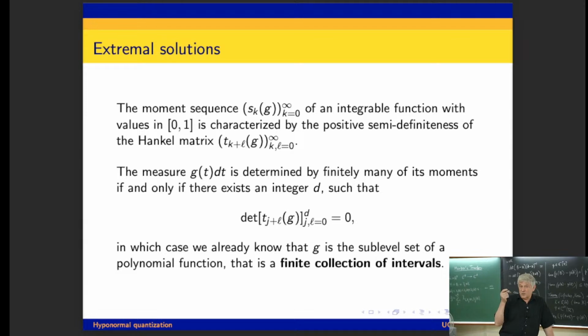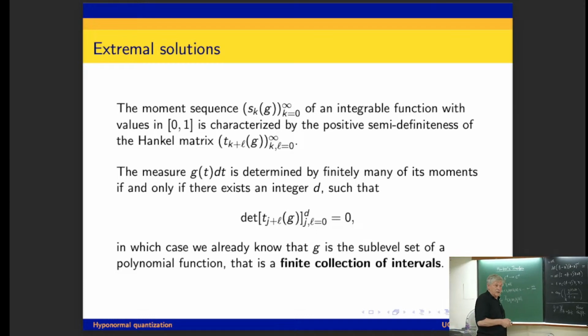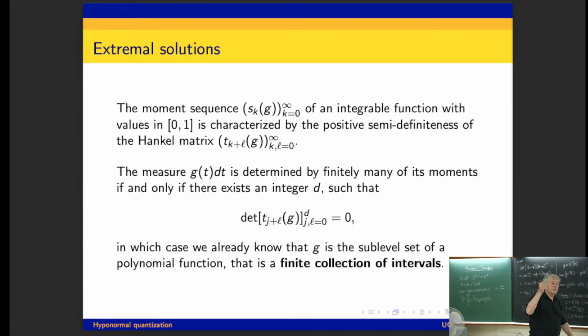You cannot reconstruct from finitely many moments a function between 0 and 1 unless it has only values 0 and 1, and then it will be on a collection of intervals, not on Borel sets. And everything is encoded into this observation, which goes back essentially to Markov, that the vanishing of the Hankel determinant determines the extremal solutions.